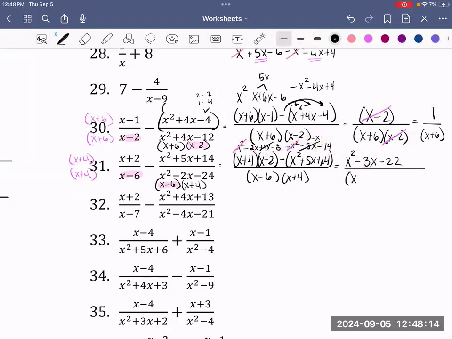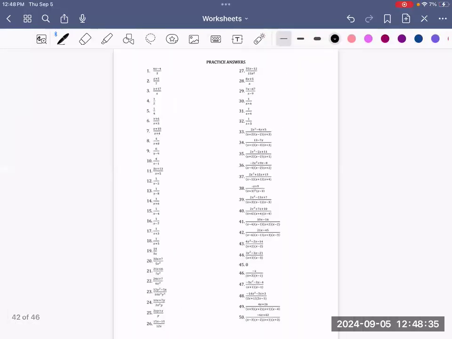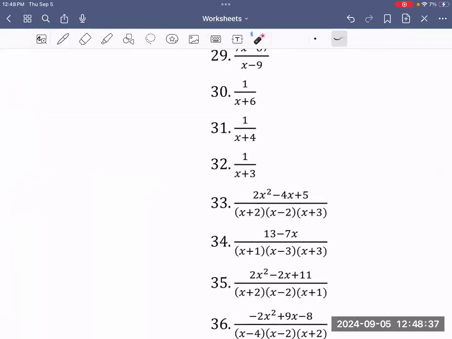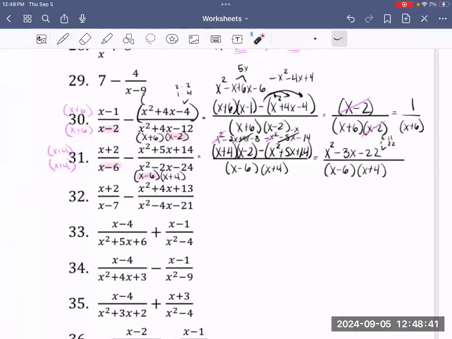Down below, we have x minus 6, x plus 4. And 22, it's really 1 and 22, and 2 and 11. And there's no way that it can get to be factored. So unfortunately, that one is not able to simplify any further. And I'm going to check your answer key on that one. So something did go wrong on 31. So let's take a look at where I may have messed up.